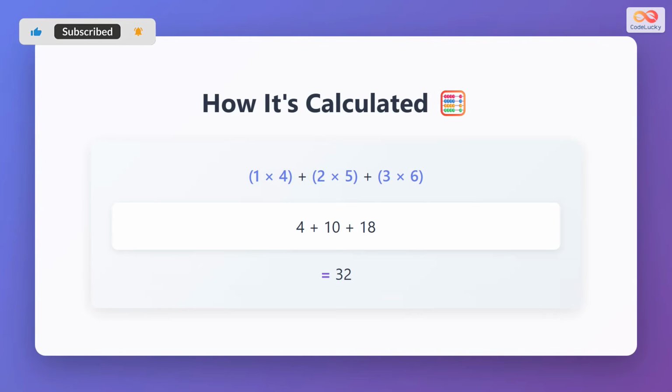Here's how the calculation works step by step. We multiply 1 times 4 to get 4, 2 times 5 to get 10, and 3 times 6 to get 18. Then we add these products together. 4 plus 10 plus 18 equals 32.